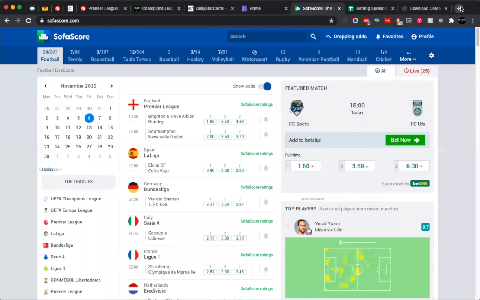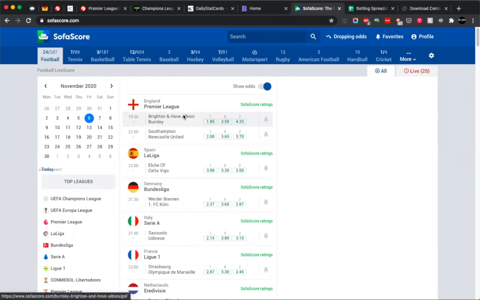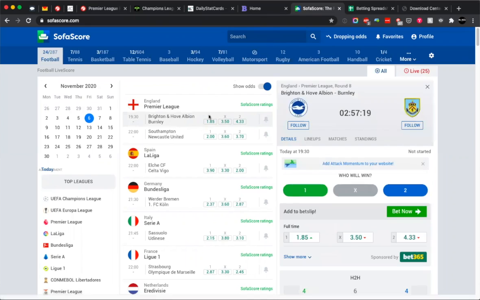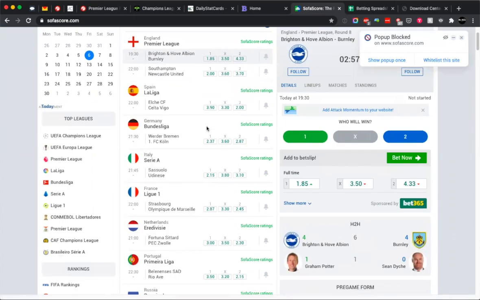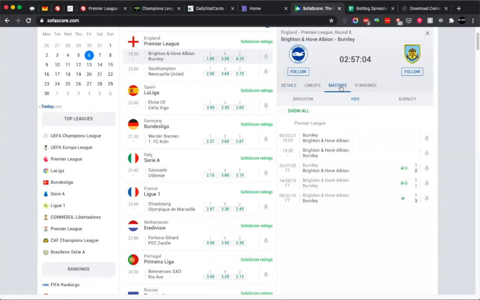So right here, obviously if you have this app on your phone, the interface might be a bit different, but I just wanted to take you through on the laptop so you guys can see. So we have here some games that are taking place tonight. And if you can see what's on my screen, Brighton is playing tonight. And so where we start from is we look at the matches. We look at match history.